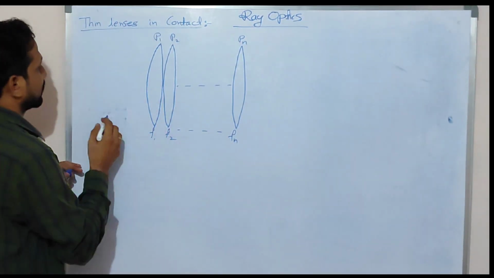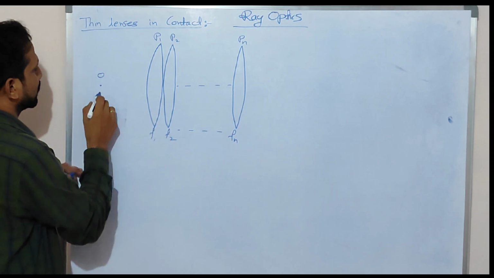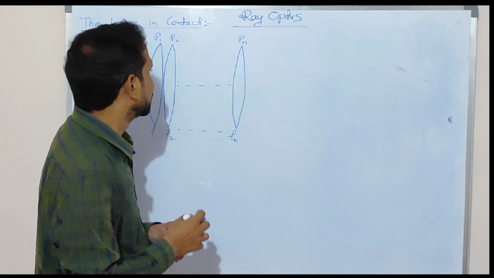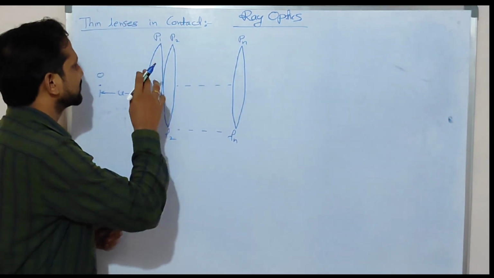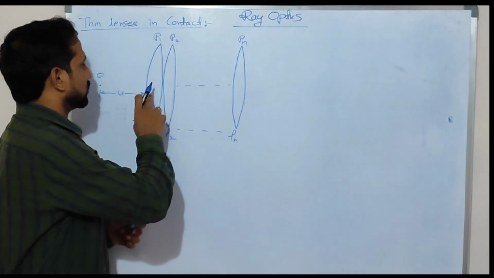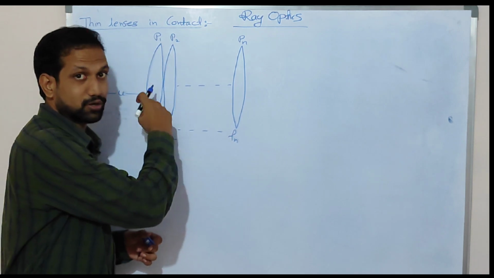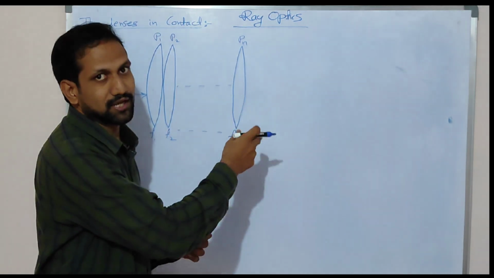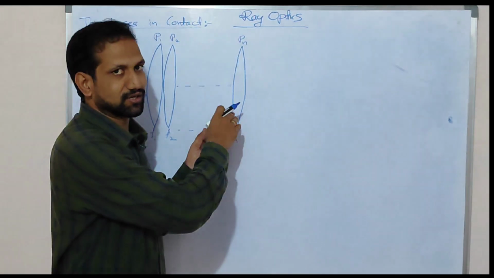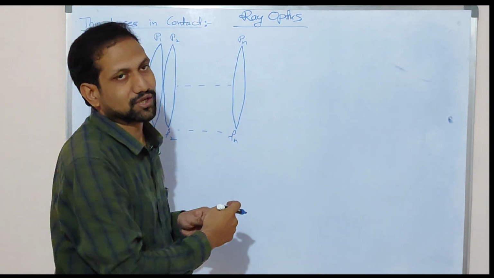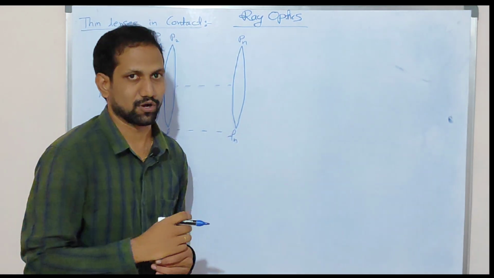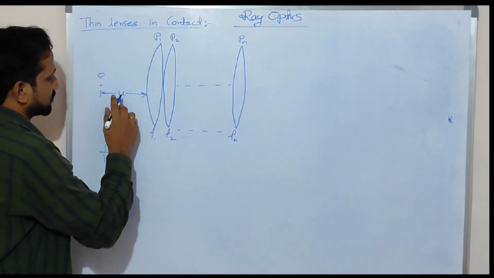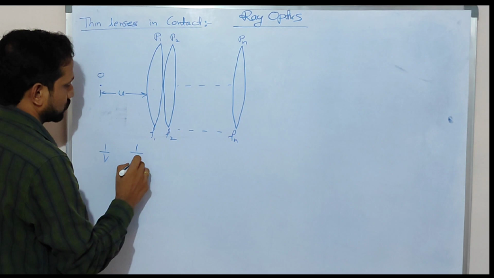They will give you the data that there is an object O at a distance u meters from the first lens. Then where will be the image? It's very simple. The image due to the first lens will be the object for the second one, the image due to the second lens will be the object for the third one, and so on. The image due to the (n-1)th lens will be the object for the nth one, and the final image will be formed by the nth lens. Let the final image distance be v and the object distance be u.